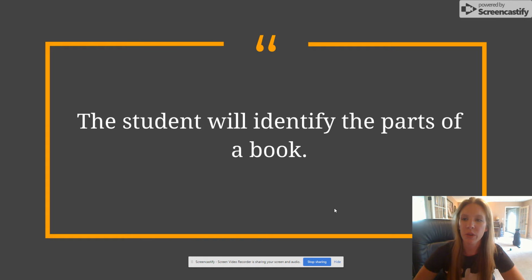The next one, the students will identify the parts of a book. So identify, again, is a measurable verb, so that part works well. The parts of a book can be interpreted a lot of different ways, so you have to go back and look at your TEKS. Parts of a book, does that mean like the title page, the index, the table of contents, or does that mean a beginning, middle, and end? So what are the parts of the book, and again, what books are you using?